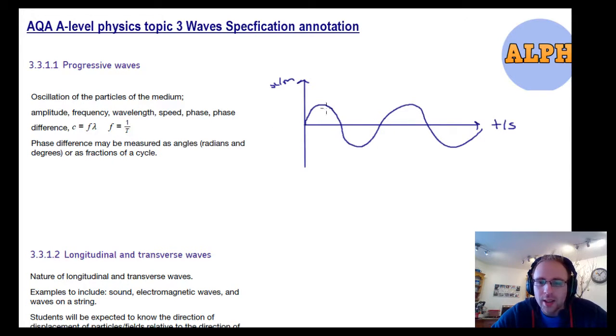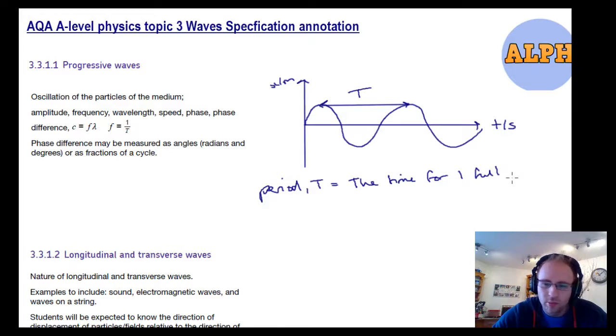So this looks very similar, but this time if I measure on the time axis between two identical points in adjacent waves, I get the period. So the period, capital T, because it's a special kind of time. The time is the time for one full cycle of the wave.